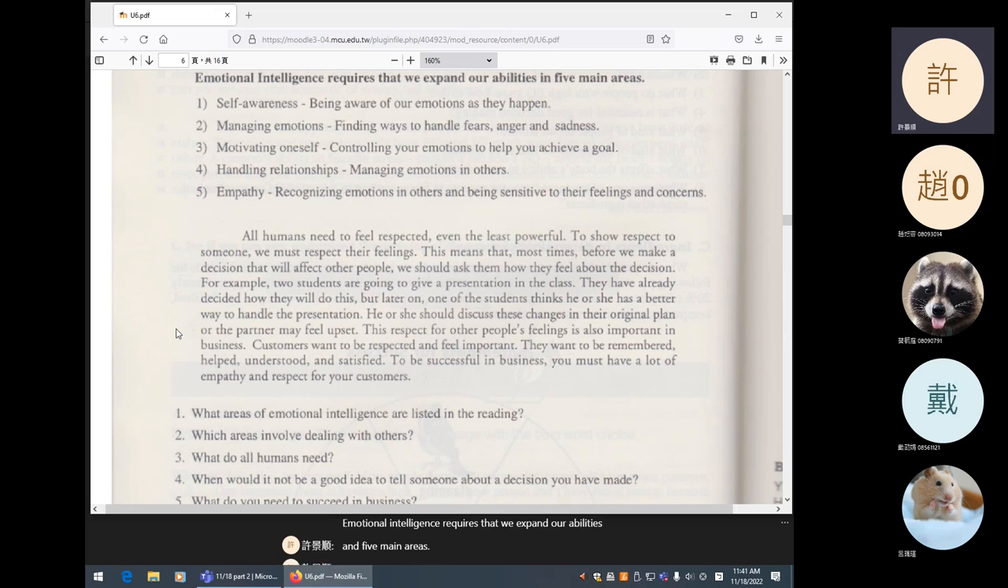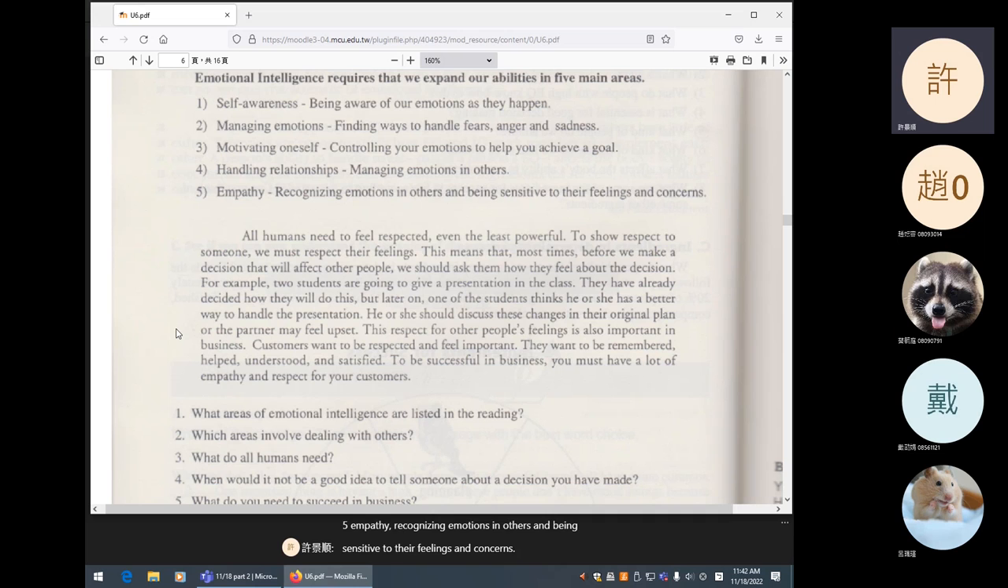One, self-awareness, being aware of our emotions as they happen. Two, managing emotions, finding ways to handle fears, anger, and sadness. Three, motivating oneself, controlling your emotions to help you achieve a goal. Four, handling relationships, managing emotions in others. Five, empathy, recognizing emotions in others and being sensitive to their feelings and concerns.